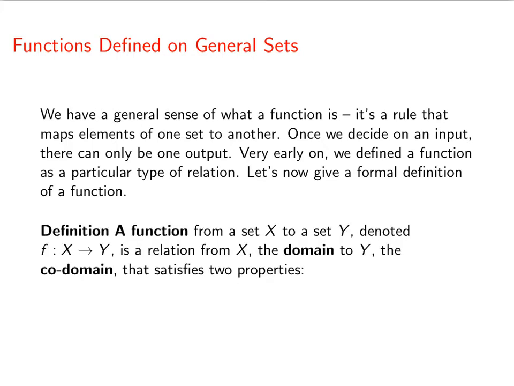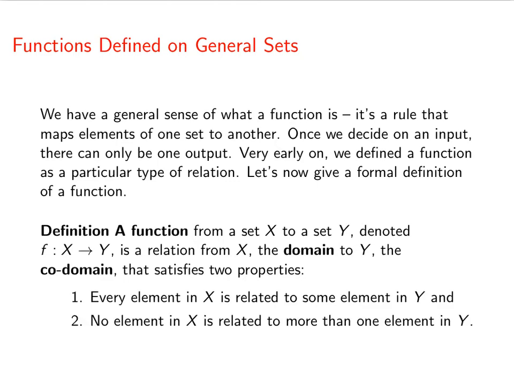So a function from a set X to a set Y, which we'll write f with a colon and then X and then an arrow and then Y. First and foremost, it's a relation. It's a relation from X, which is the domain, to Y, which is the codomain, and it has to satisfy two properties. Every element in X has to be related to some element in Y, and, very important, no element in X is related to more than one element in Y.